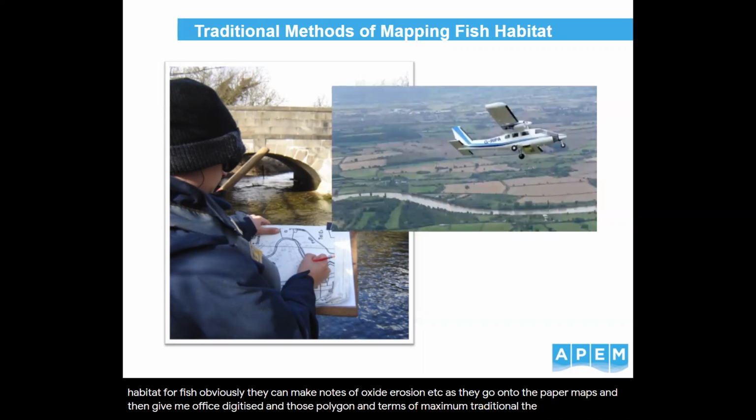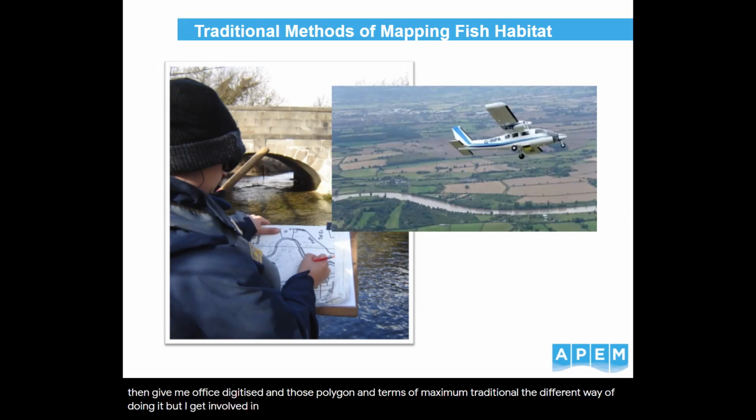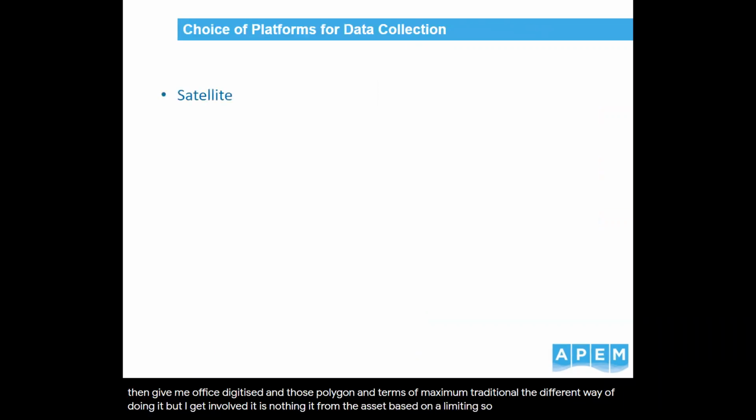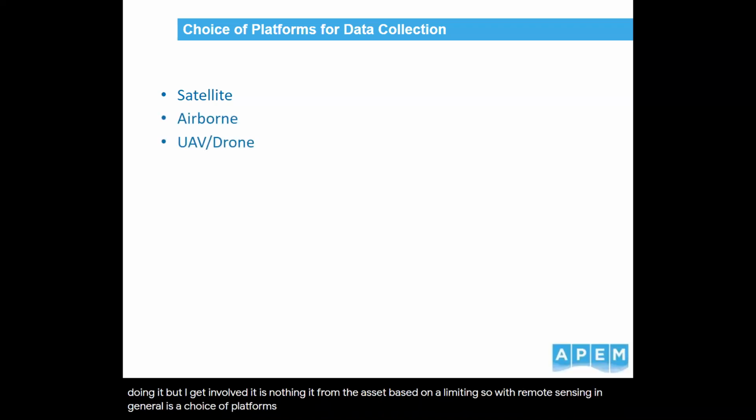The different way of doing it that I get involved in is mapping it from the air, so based on aerial imaging. So with remote sensing in general, there's a choice of platforms, and those can be from satellite to airborne, which is aerial photography, as I term it, UAV and drone.